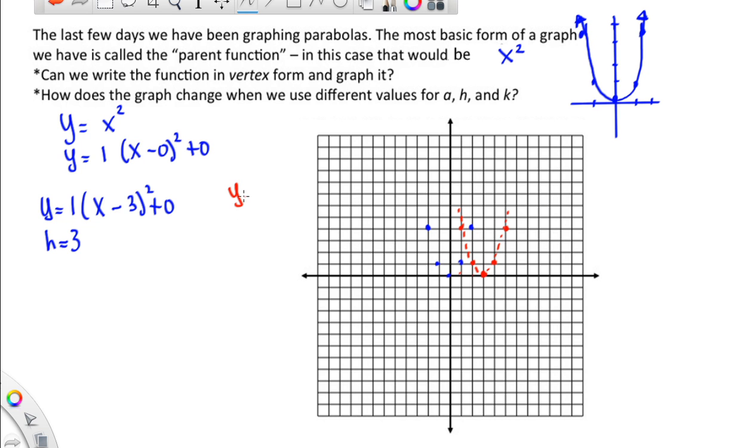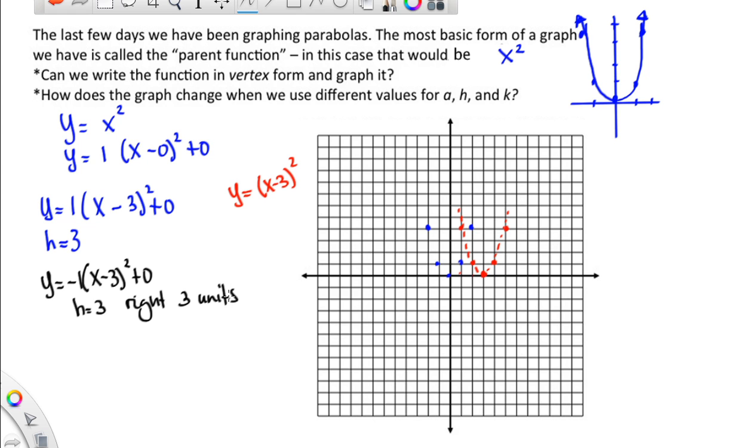for y equals 1 times x minus 3 squared. So that's just x minus 3 squared plus 0. So x minus 3 squared, like this, looks like that. What if we change a little bit more? So what if we actually looked at, well, what if it was y equals a negative 1 times x minus 3 squared plus 0? So that would be a negative 1, right? Well, then the h, being a 3, still moves it right 3 units.